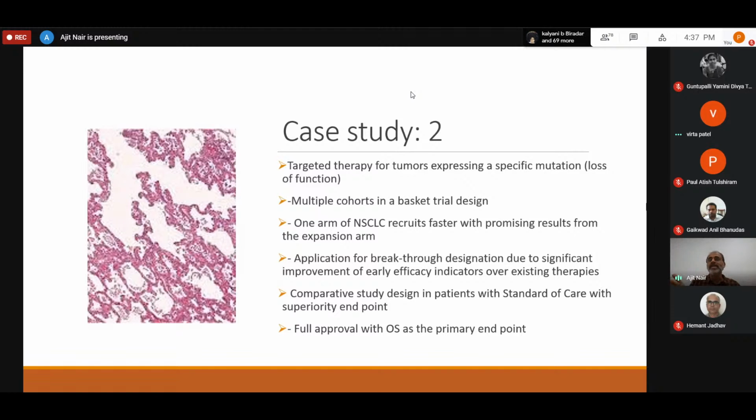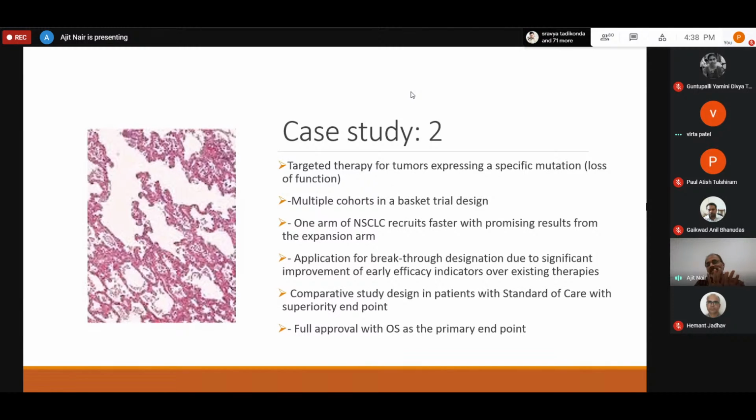So basically, by that mutation, there's a loss of function of that gene, and because of the loss of function of that gene, the genomic instability happens and the tumor starts growing, right? So it's a targeted therapy for a specific mutation loss. Again, going back to our basket design, I will select patients with multiple tumor types in which this mutation is present, right? So you can have breast cancer, you can have an ovarian cancer, I can have a pancreatic cancer, I can have a lung cancer, a non-small cell lung cancer, NSCLC.